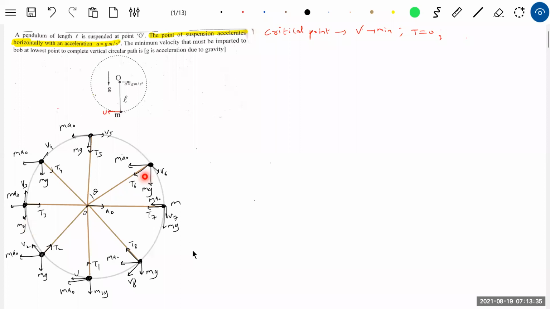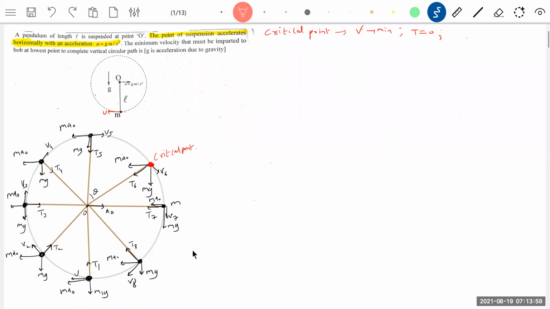In the simplest way, the resultant of all the forces should act towards the center so that the tension can be minimum. So this will become a critical point. I'll show it in red color. This is just a guess here. So the best thing is that we should work mathematically and be able to analyze here.